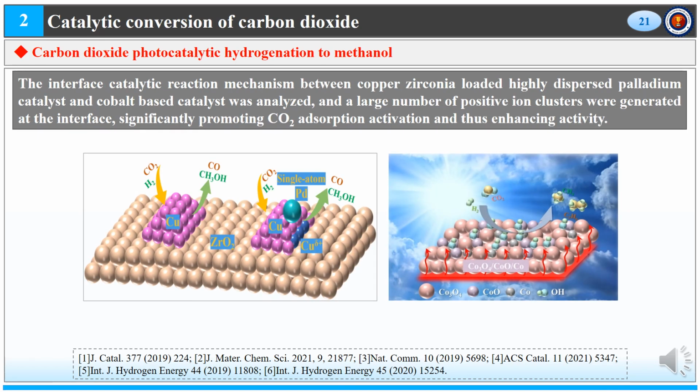The interface catalytic reaction mechanism between copper zirconia-loaded highly dispersed palladium catalyst and cobalt-based catalyst was analyzed, and a large number of positive ion clusters were generated at the interface, significantly promoting carbon dioxide absorption activation and thus enhancing activity.